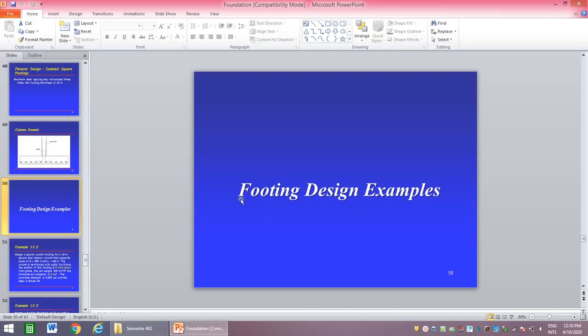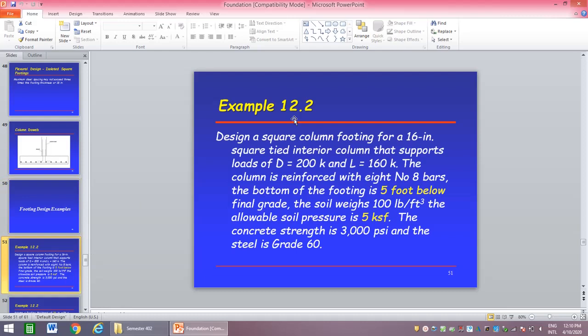That is basically a square footing design example we are going to discuss. Example 12.2 states: design a square column footing for a 16-inch square tied interior column that supports loads of dead load 200 kilonewton and live load 160 kilonewton.